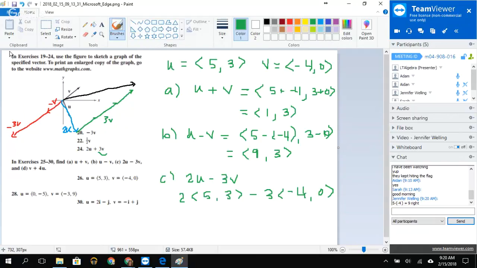Yes, that should be 9. All right, so here we're going to go 10, 6, right? And then I'm going to go ahead and make this add a -3 so that I don't have to worry about that. So -3 times -4 is +12. -3 times 0 is 0. So then I can just add my terms together to get 22 and 6.